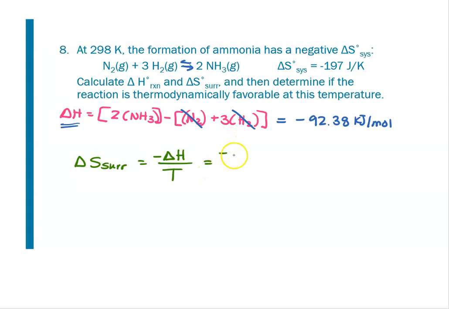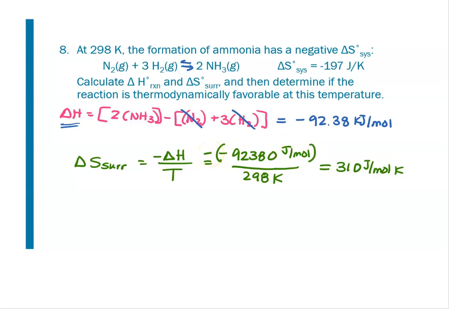So that's going to be negative negative 92,380 joules per mole. I just did that math instead of having to write out 1,000 every single time. And then the temperature here is 298 Kelvin. So the delta S of the surroundings here is going to be 310 joules per mole Kelvin. And this should be a negative.